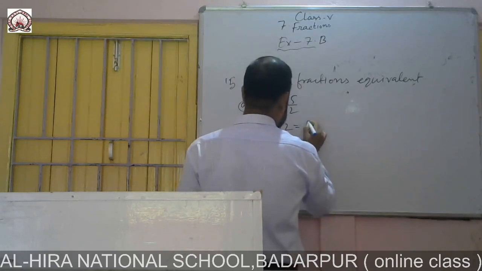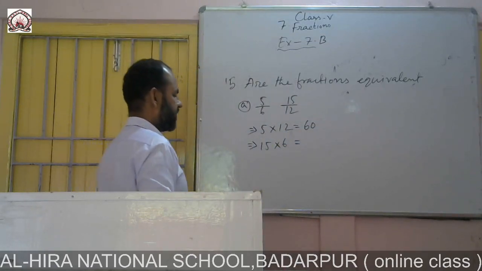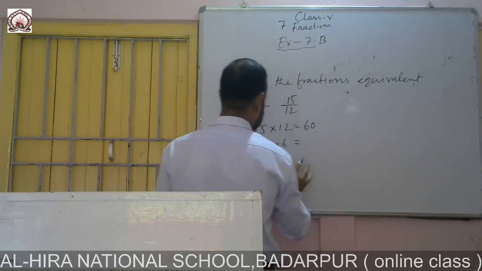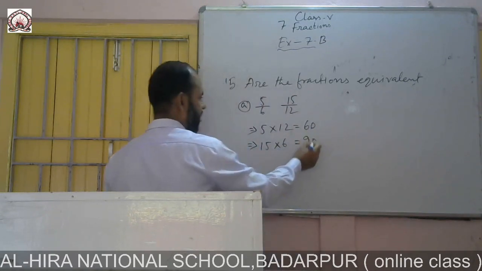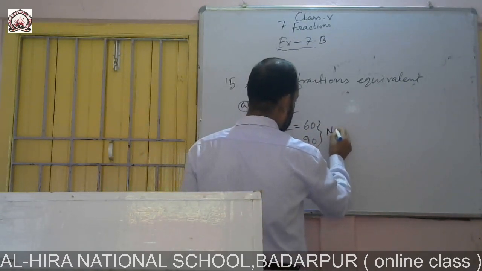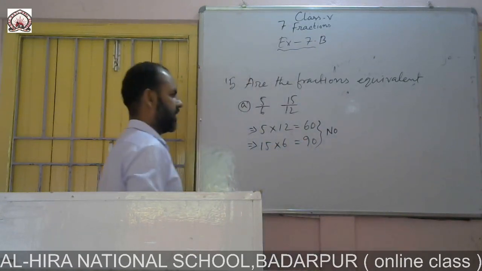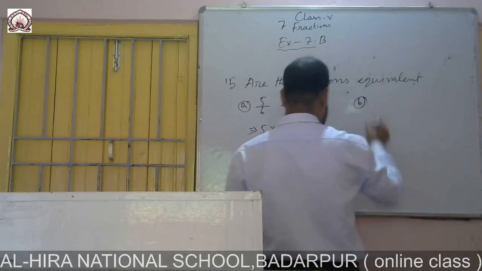5 12s are 60 and 15 6s are 90. So here 60 and here 90. So no, the fractions are not equivalent.